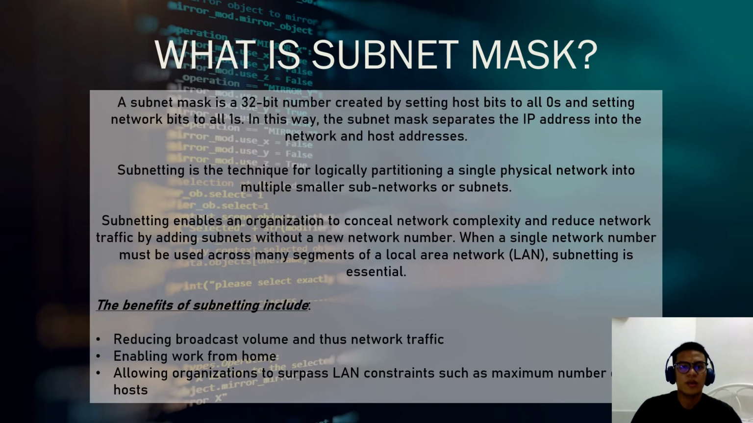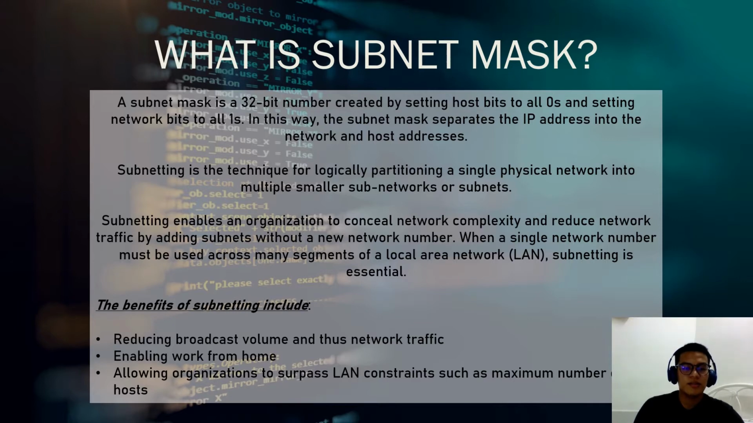So the next slide is what is a subnet mask. A subnet mask is a 32-bit number created by setting host bits to all zeros and setting network bits to all ones. In this way, the subnet mask separates the IP address into the network and host addresses. Subnetting is a technique for logically partitioning a single physical network into multiple smaller subnetworks or subnets. Subnetting enables an organization to conceal network complexity and reduce network traffic by adding subnets without a new network number. When a single network number must be used across many segments of a local area network or LAN, subnetting is essential.